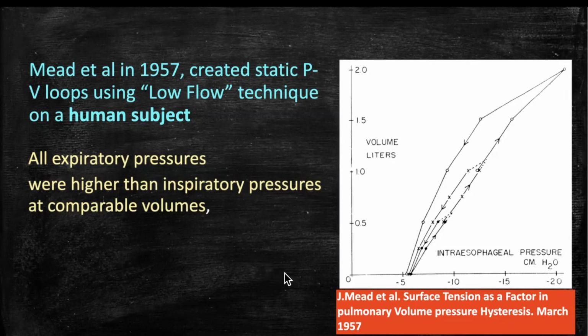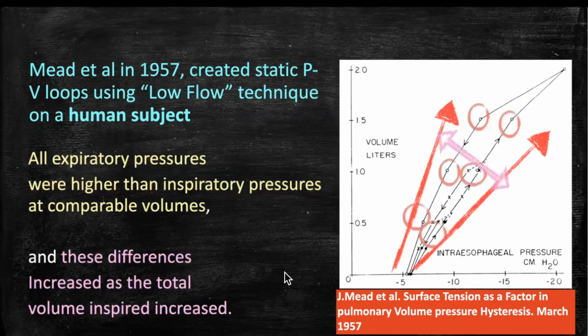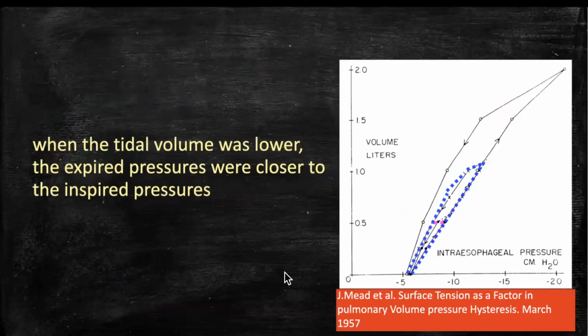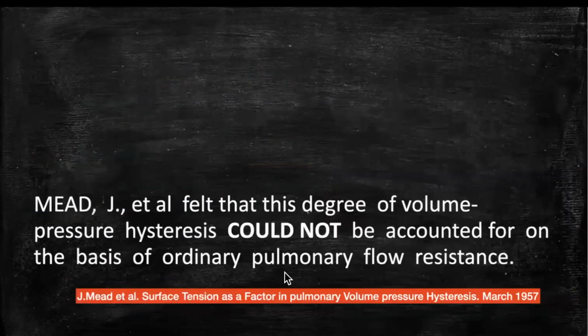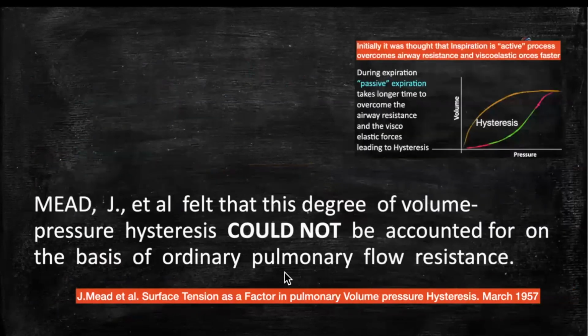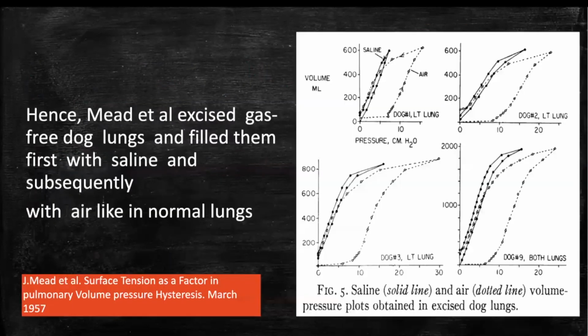They found that the pressures are higher during expiration for the same volume at different points. This was their discovery. So they found that as the volume is increasing, the pressures are higher and higher during expiration compared to inspiration. And they also found that when you have a smaller volume, the hysteresis is small, and when you have a larger volume, the hysteresis is also larger. And they did not agree that the simplistic explanation which was given before, that expiration is a passive process and that's why it is taking longer time to cause hysteresis, is true.